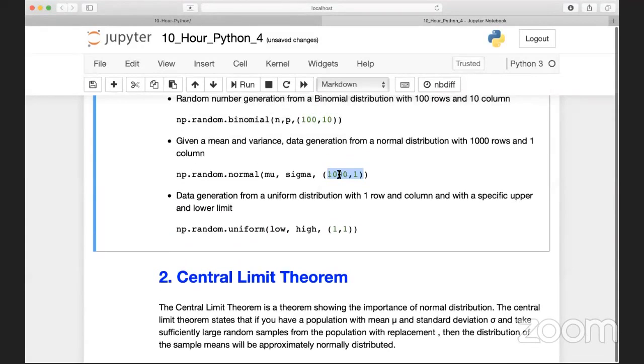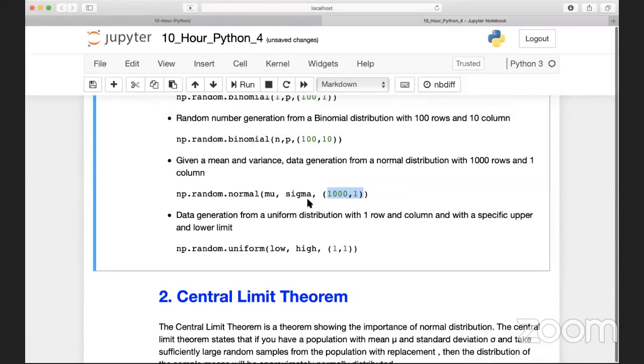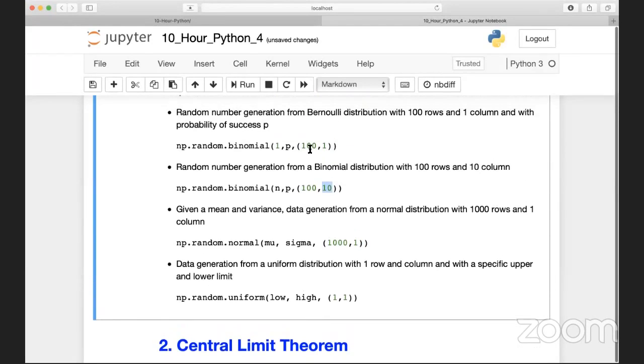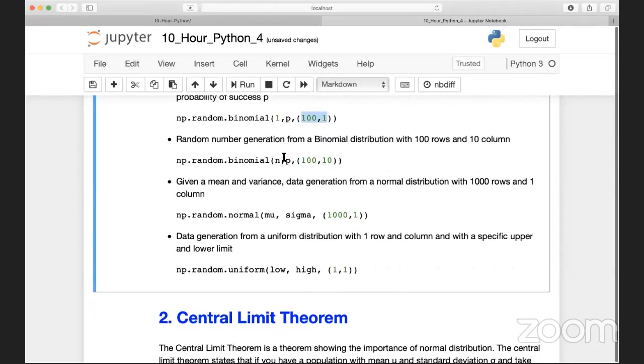So here in this example, you have 1000 observations with a specific mu and sigma. Here you will have a matrix like 100 rows and 10 columns. Most of the time we use the one-dimensional case, like you see here, where we have 100 observations. This is the multi-dimensional case.